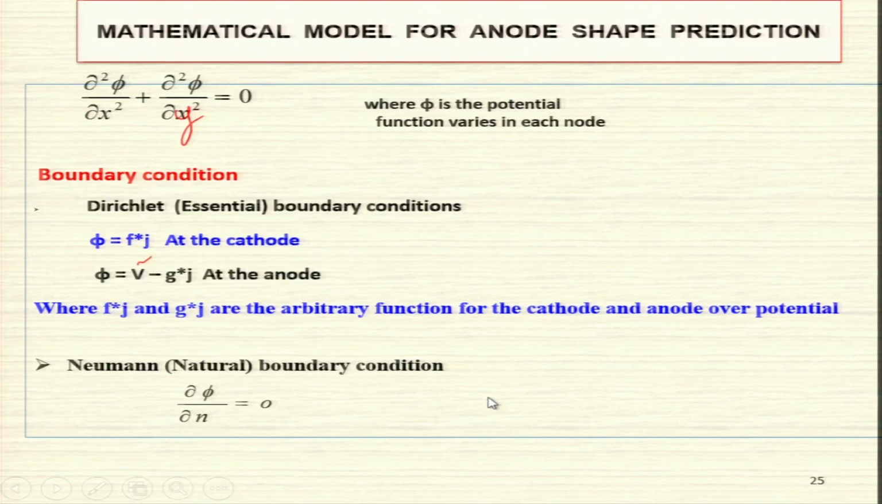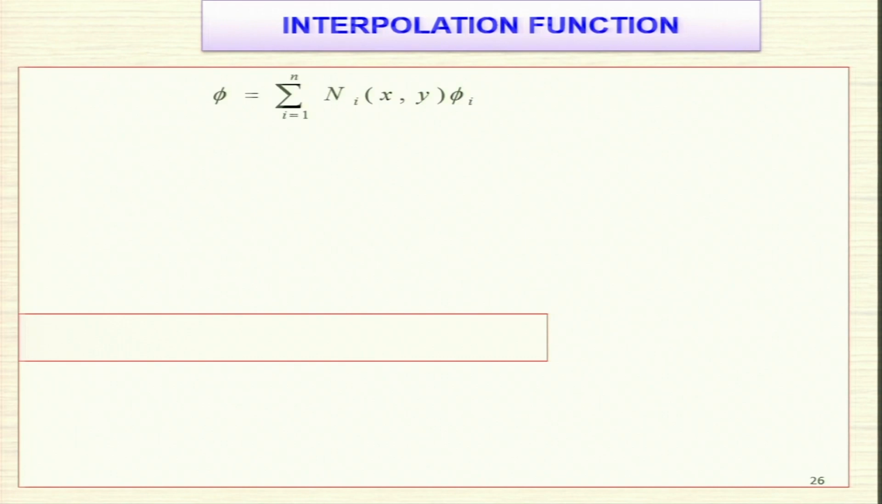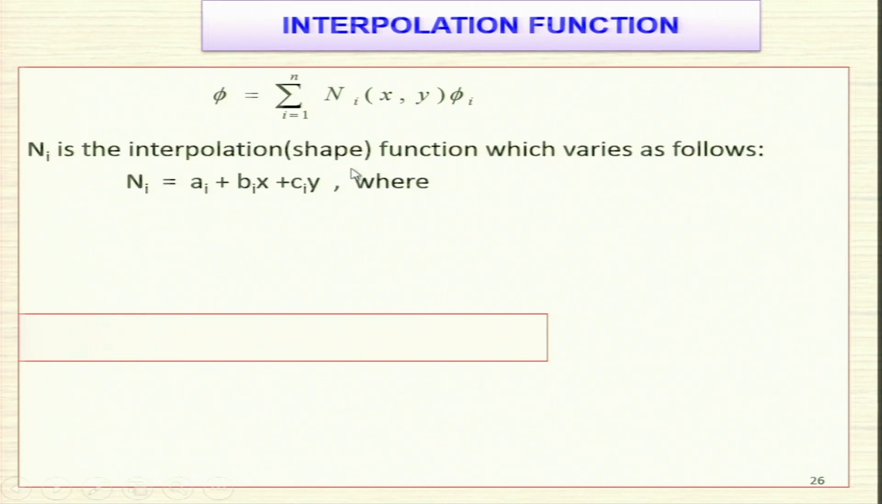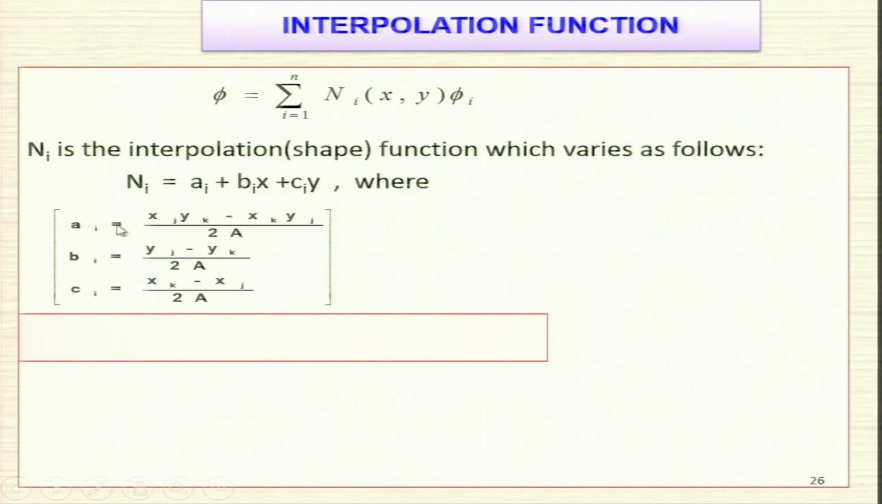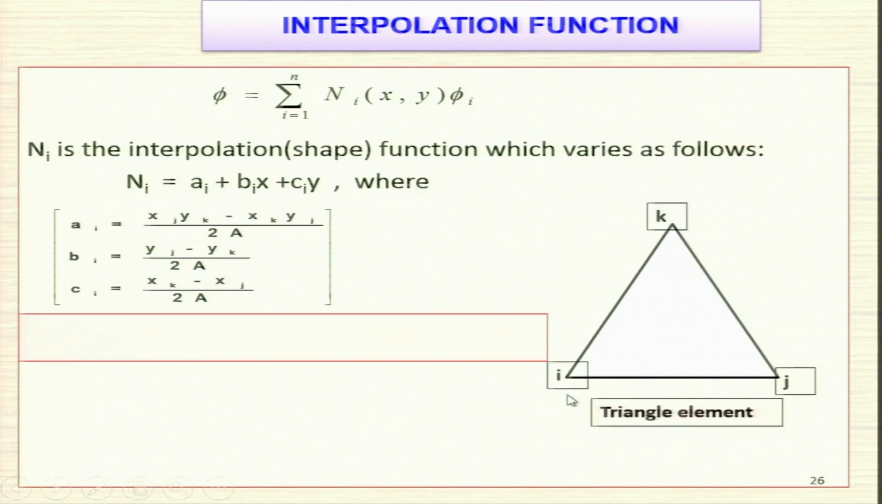Newman boundary condition is there, del phi over del n, where at the boundaries I have already shown you in the earlier figure. Interpolation function, phi is equal to summation i equal to 1 to n number of nodes, Ni(x, y) phi i. So Ni is the interpolation or shape function, which varies as follows: Ni is equal to ai plus bi x plus ci y, where ai is xj yk minus xk yj over 2A, and in the same way bi and ci. So you can calculate ai, bi, ci theoretically, and these i, j and k nodes are there, triangular elements are assumed.